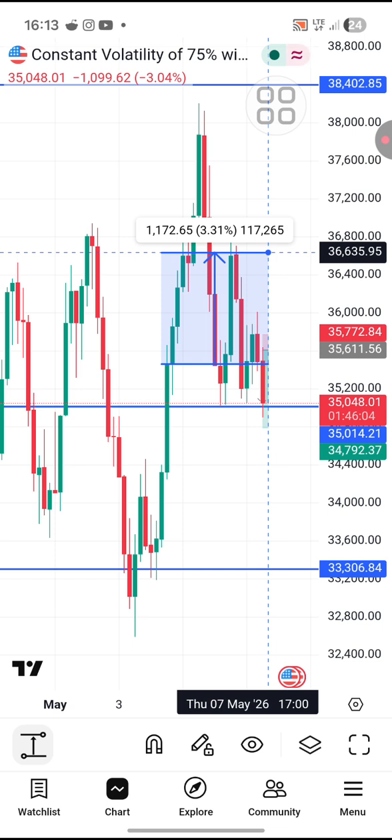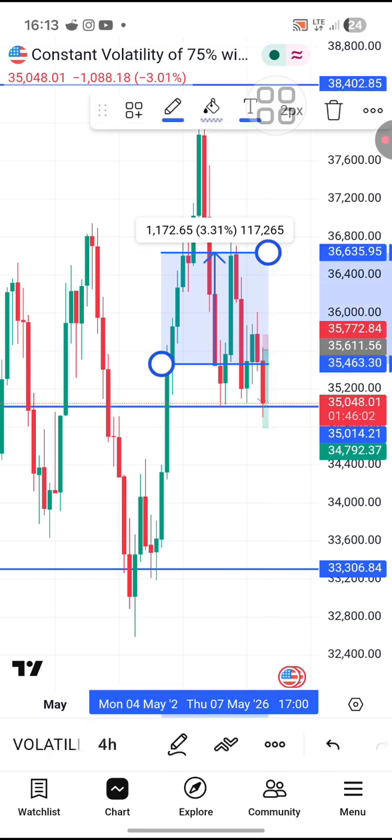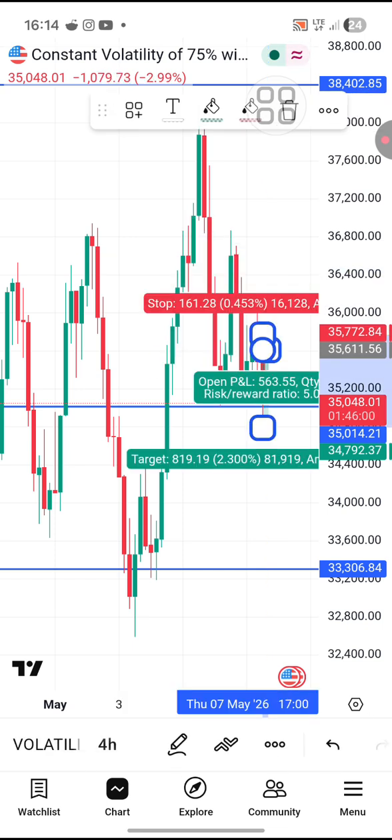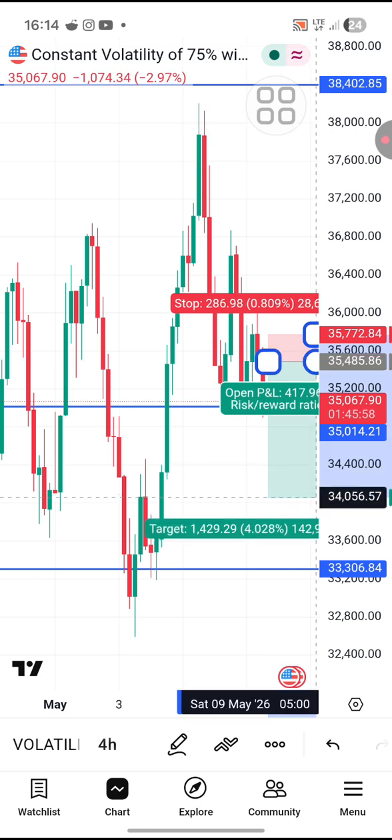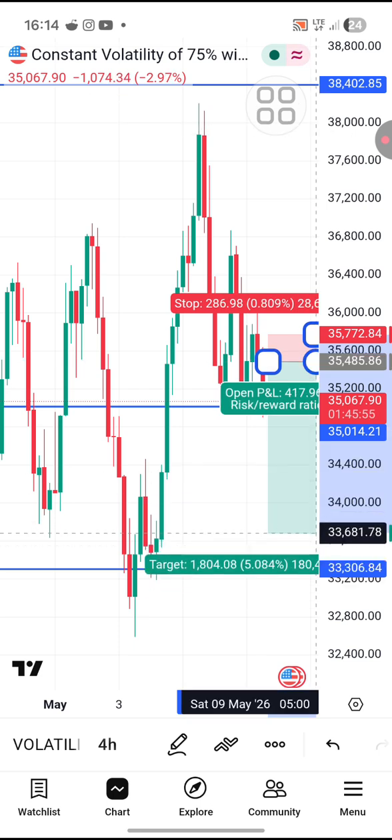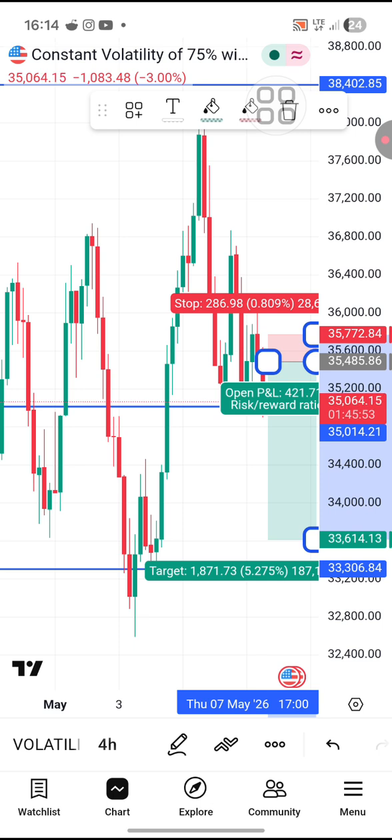Let me delete this stuff. So this is for the risk. So we want to gain, we'll do it like this. Then what are we gaining? We are risking 286 points. We are gaining 1871 points.